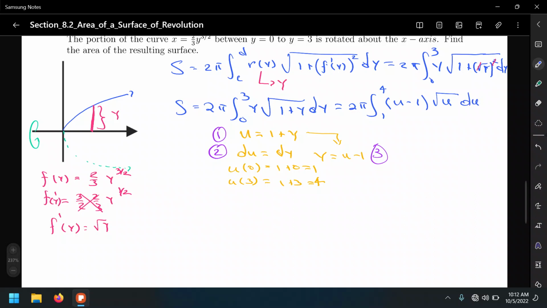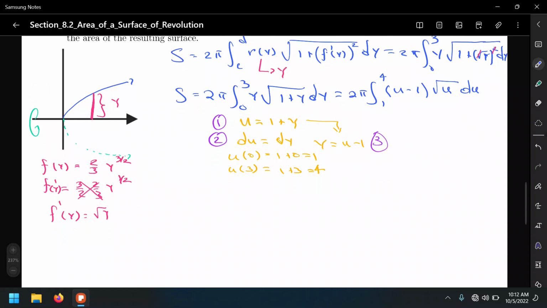So, well, this is how we fix this issue of that pattern not going one degree higher when it comes to setting out the u. So, well, let's simplify this integral. So that's S equals 2 pi integral from 1 to 4, u minus 1 times u to the 1/2. Let's change the rational exponent. So that's 2 pi, the integral from 1 to 4 of u to the 3/2 minus u to the 1/2 du.